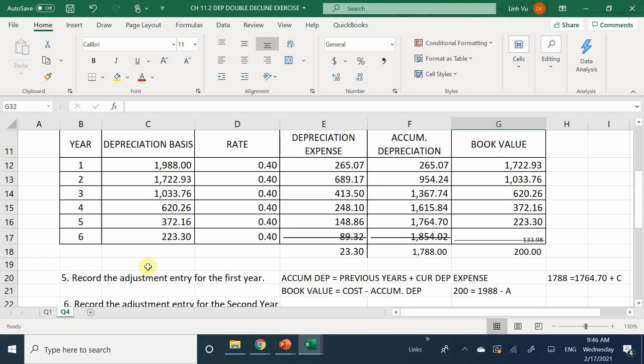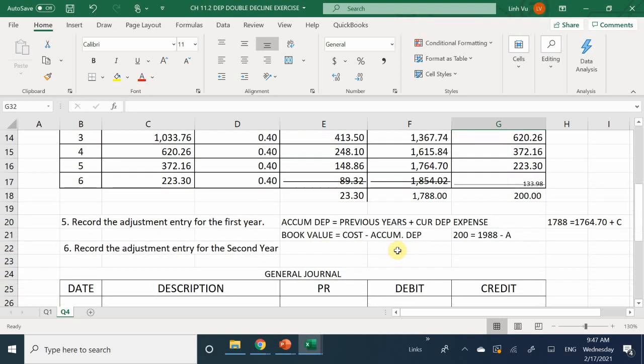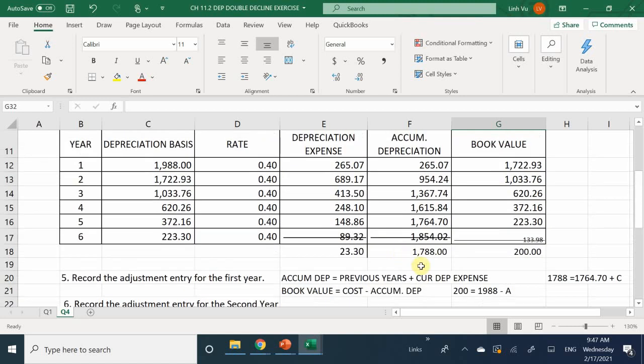Also, some people figured it out by calculating the percentage based on how many months it has left. So there's many ways that you can solve the same problem, as long as you get the correct answer. All right. Any questions in regards to double declining?